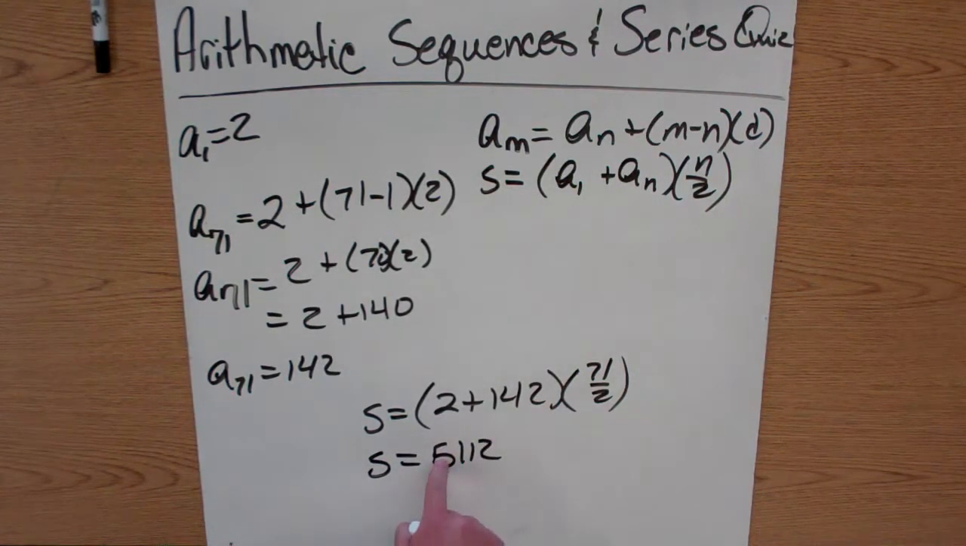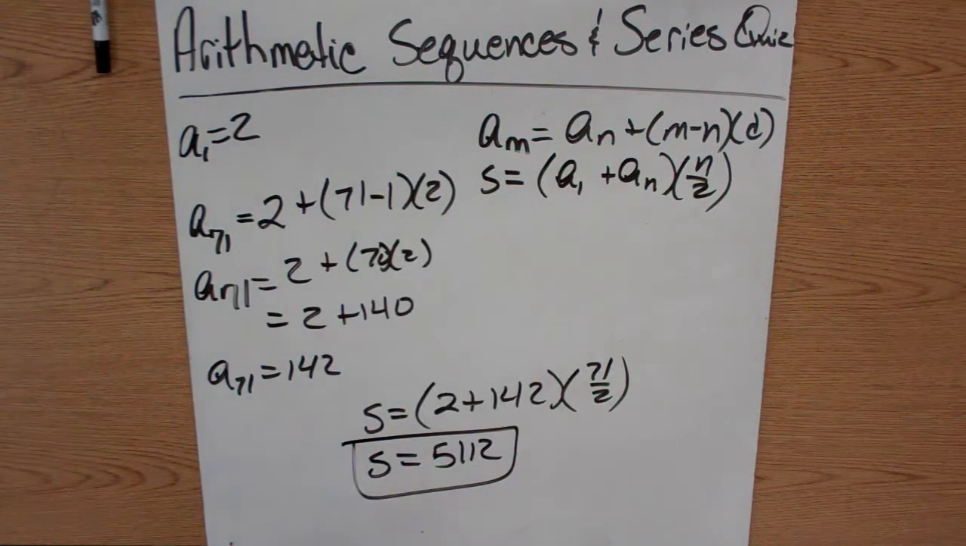All right, 5,112 is your sum. All right, so the first 71 even numbers equals quite a lot if you look at it. All right, it actually equals quite a lot. Who would have thought it would have been that high?